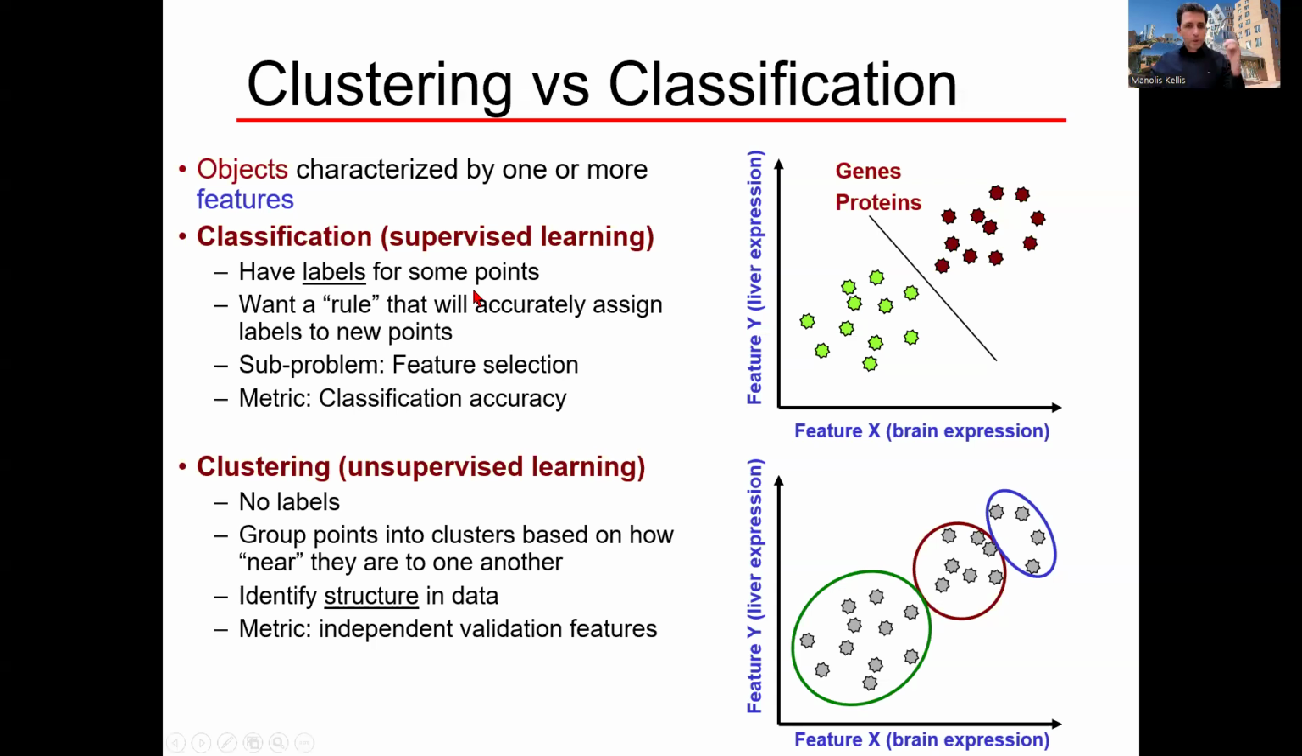Okay, great. So classification: you have labels, and you want some kind of rule that will accurately assign labels to new points. Existing points are easy. New points is where the rubber hits the road. And the subproblem very often is feature selection. Namely, maybe there's a bunch of extraneous features. Maybe those two are perfectly correlated with each other. Maybe I don't need both.